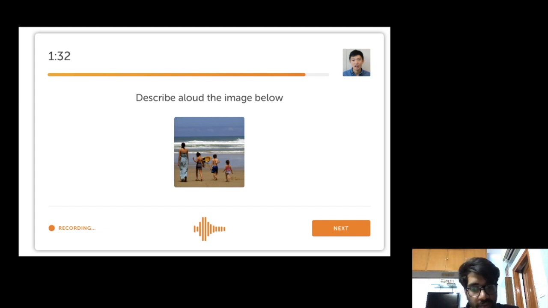On the foreground, there is a mother and apparently 3 kids, and one of the kids has a boat in his hand as well. Done. I've actually not practiced it. I'm just speaking it right in front of you.